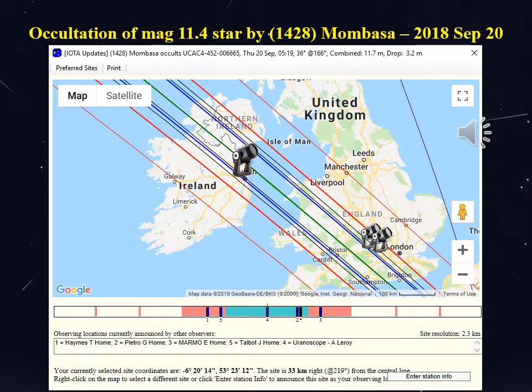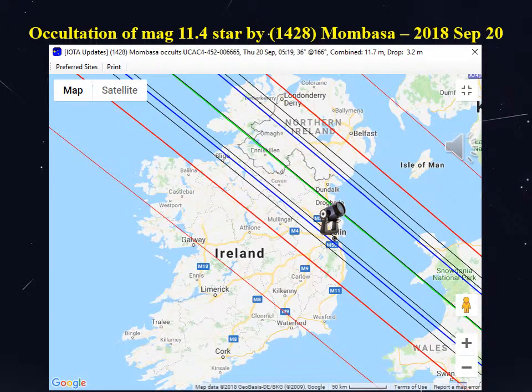So the blue lines are the main core predicted track of the event. Quite a high certainty that will be so, but it usually moves because the target star's position is very well known, but the asteroid, there are still uncertainties. So that's the path along for that one.